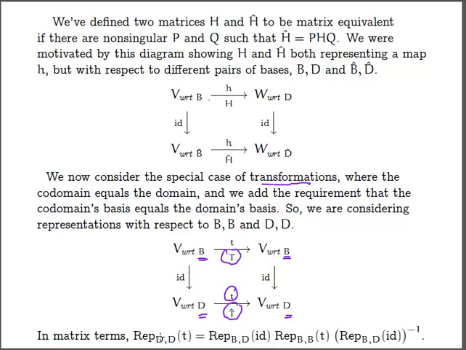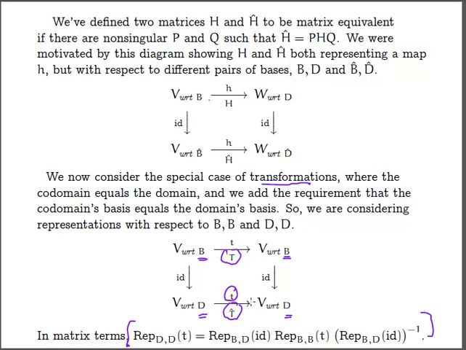Okay? So let's unpack this equation here. Rep DD of T, that's this matrix T hat, is equal to Rep BD of id times Rep BB of T times Rep BD of id inverse. So let's follow this through. Why is this true? Well, Rep DD of T here refers to the matrix T hat. So this rep corresponds to this arrow, the matrix that gives me the transformation represented by this arrow.